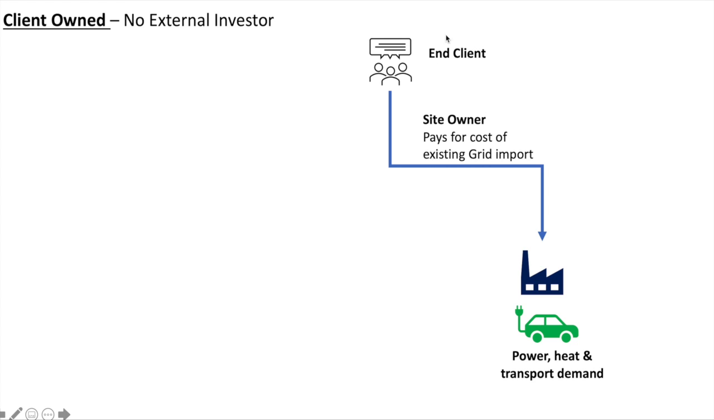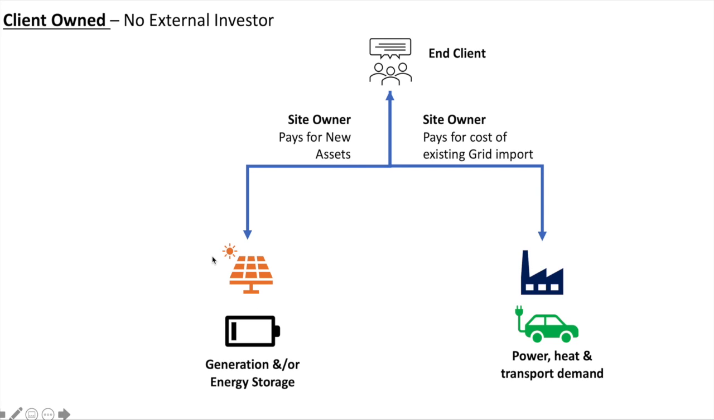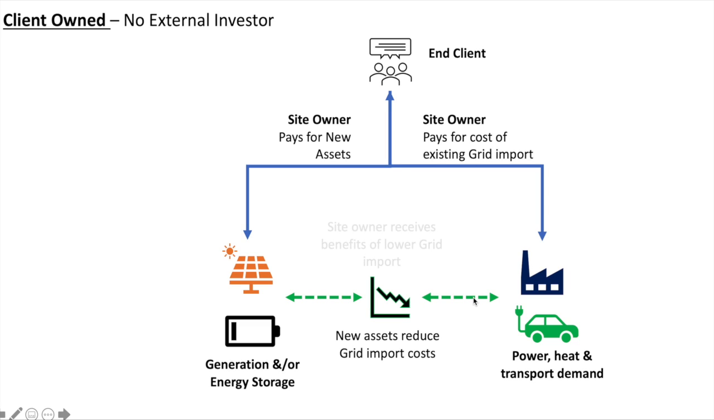So effectively we've got our end client up here, and they have their demand, whether it's electric power, heat, and possibly also transport. So that site owner, that end client, will pay for all of the existing grid import at the start. Okay, we then bring in these new assets, so generation and/or energy storage, and in this case, the site owner will pay for those new assets. Those new assets will then create, we hope, a reduction in grid import costs, and possibly some export income as well.